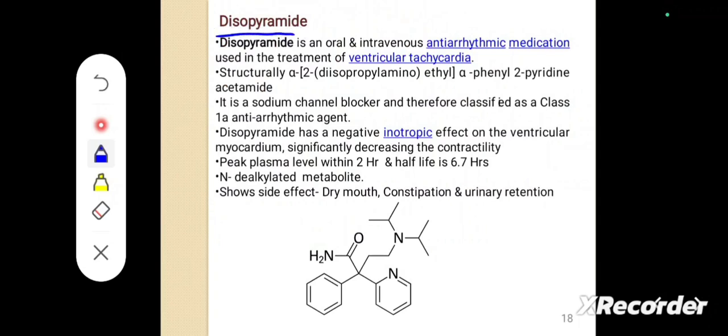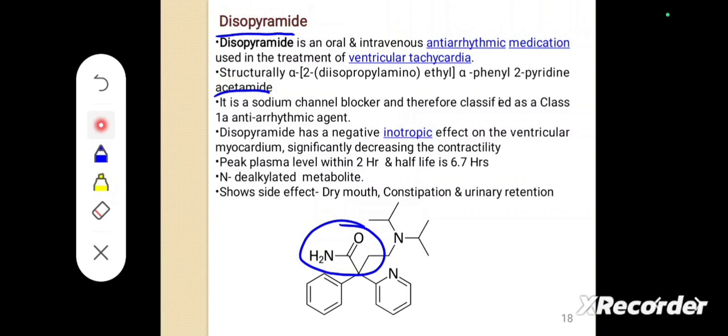The next drug of class 1A is disopyramide. Disopyramide is an oral and intravenous antiarrhythmic medication used in the treatment of ventricular tachycardia. Structurally, disopyramide is an acetamide derivative. If we look at the structure, the acetamide has substitutions at the alpha carbon: a phenyl substitution, a pyridine substitution, and a diisopropylaminoethyl substitution. So this is the simple structure.